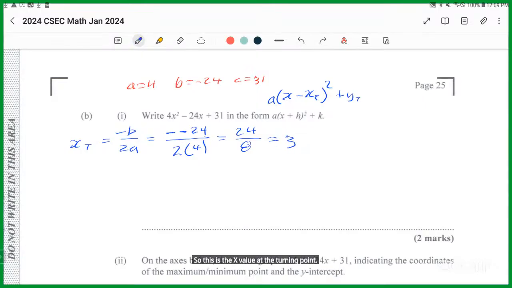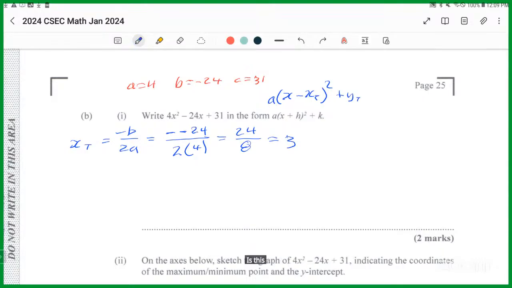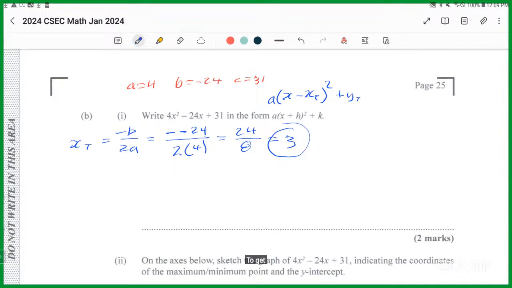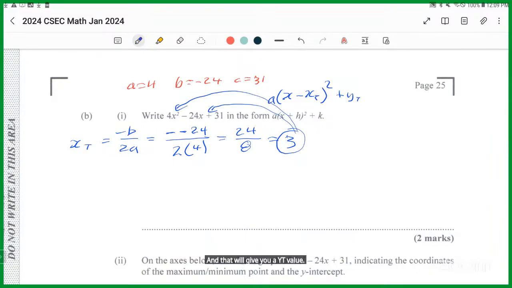So what I really want to show you with this example, guys, is this. There's another way that you can calculate your yt value. And you especially use this other way when your xt value is a whole number as it is now. To get your yt value, all you need to do is take this xt value and plug it for the x into the function. And that will give you your yt value. You don't have to use a formula method to get yt all the time.